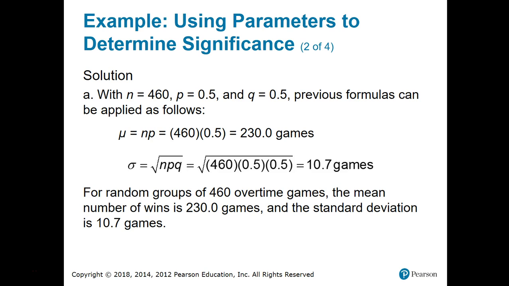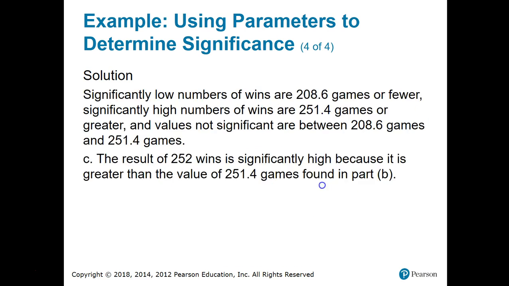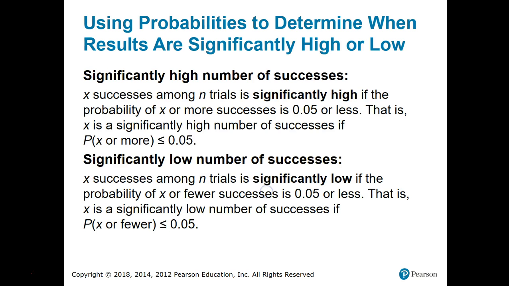For a random sample of 460 overtime games, it is significantly high if it is above 2 standard deviations above the mean. So 10.7 times 2, plus 230. We add those together, and we get 251.4. So 252 is just above that, which means it would be considered significantly high. So it's just barely significantly high. See, funny jokes in statistics, they're pretty hard to come by.